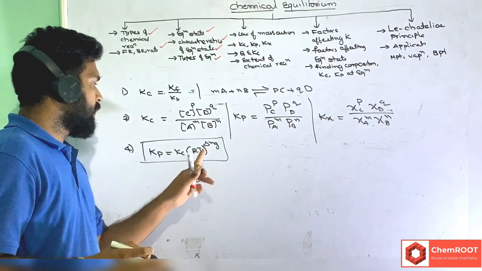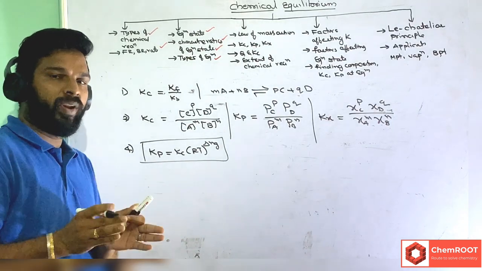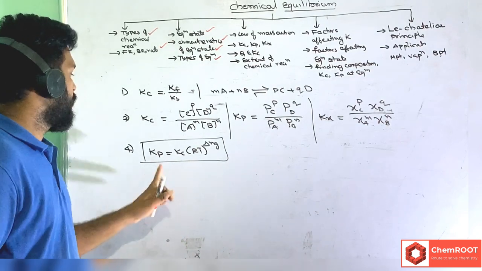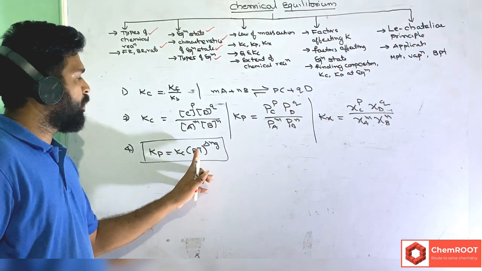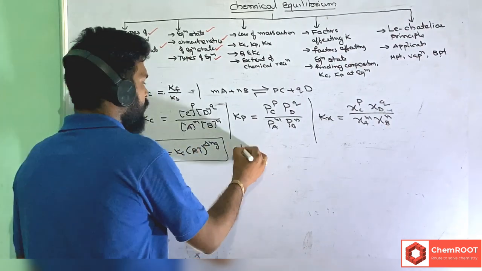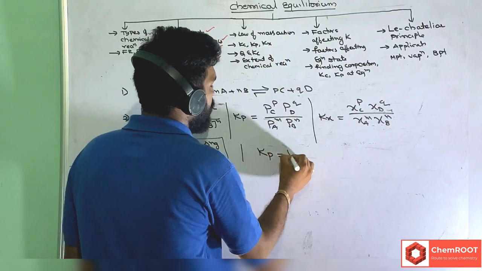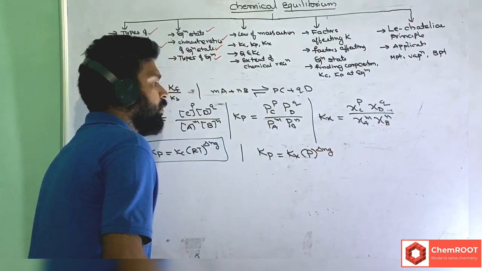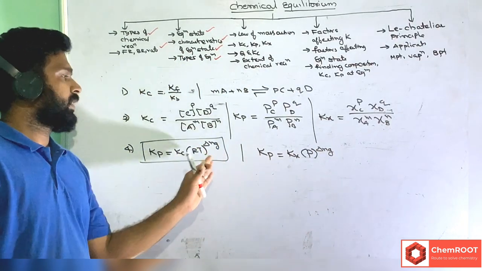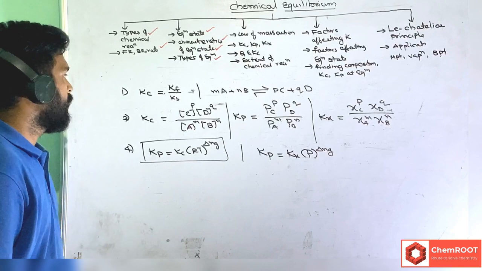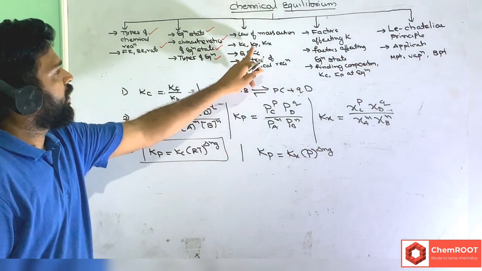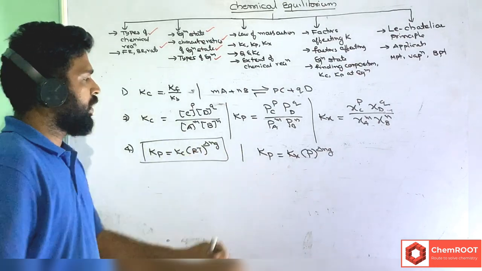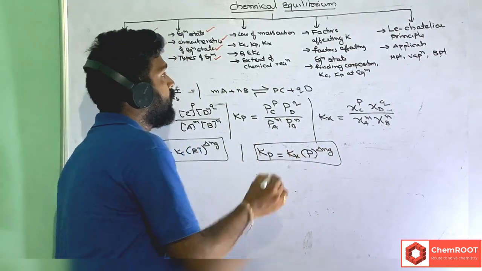So, what is the del n g? Number of moles of product in gas phase minus number of moles of reactant in gas phase. Okay. Kp equal to Kc (RT) power del n g. Similarly, you can have the Kp and Kx relation: Kp is equal to Kx times total pressure power del n g. These are the Kp and Kx relations we have. So we got Kp, Kc and Kx expressions, and the relations between Kp and Kc and between Kp and Kx. Okay.